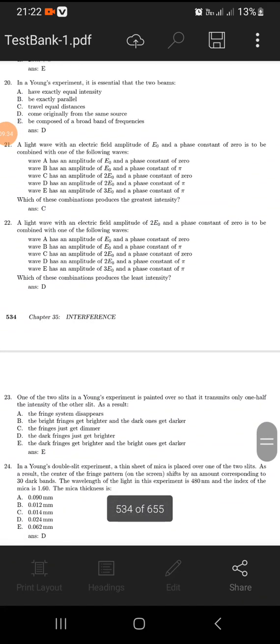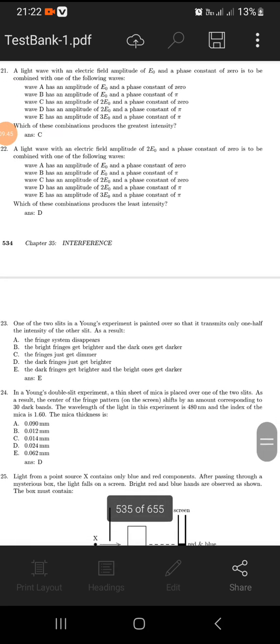In a Young's experiment, it is essential that the two beams come originally from the same source.